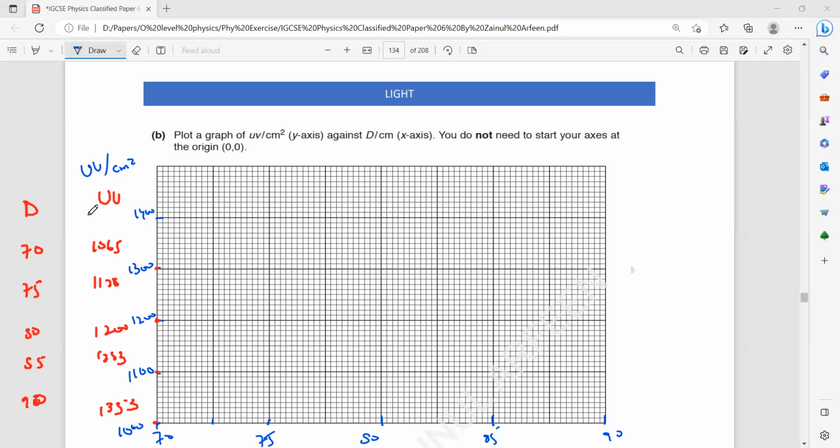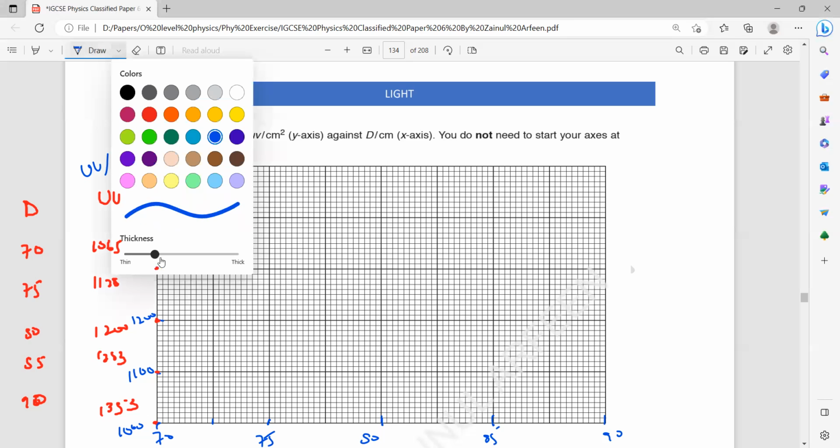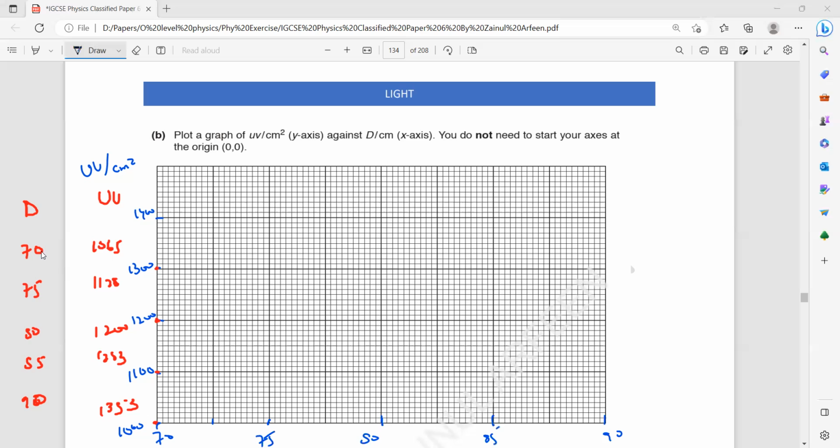Now we have the values, so we have to mark the points when D is 70, 1065. So this was 1000, D 70, 1065. So 1010, 20, 30, 40, 50, 60. And then between 60 and 70, this will be 1065. Then 75 and 1128.